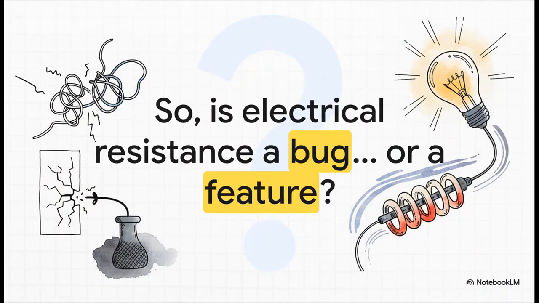So this all leads to a really interesting final question. We started out talking about resistance as this obstacle, this squeeze that gets in the way of the flow. But then we saw that it's the very thing that lets a toaster work or a light bulb glow. So what is it? Is electrical resistance a bug or is it a feature? The weird answer seems to be it's both.